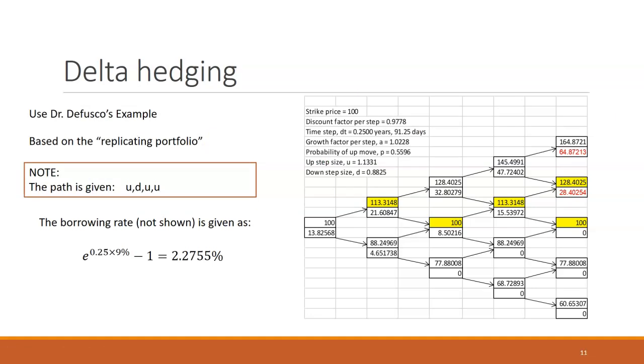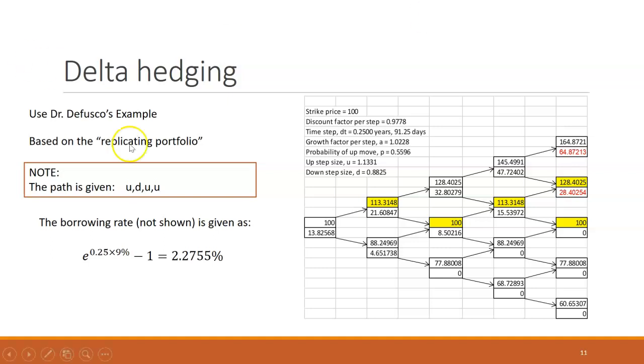Okay, now I've got an example here. This is Dr. DeFusco's example. He also goes through this. I'm just going to walk you through it here with the slides. I think I may have a little more detail than DeFusco has in his presentation, and hopefully that's helpful to you. But he does a good job with this also. Either way, let me go through this.